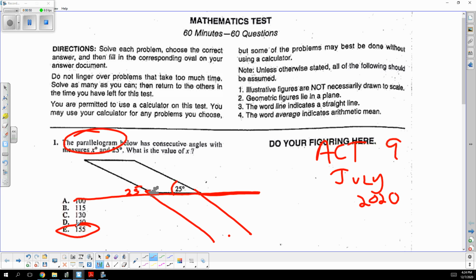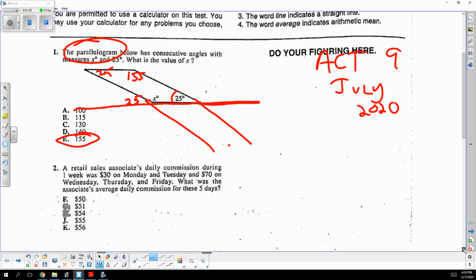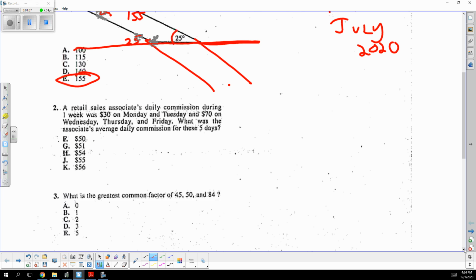Okay, that continues all the way around. This one would have to be supplementary to the 155, and this one would have to be supplementary to the 25. So, supplementary angles.